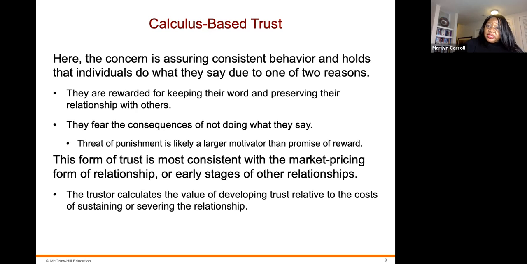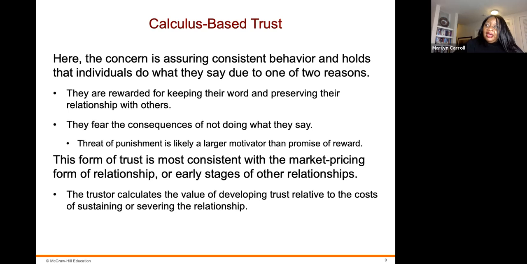They are rewarded for keeping their word and preserving their relationships with others, and they fear the consequences of not doing what they say. Threat of punishment is likely a larger motivator than promise of reward, right?